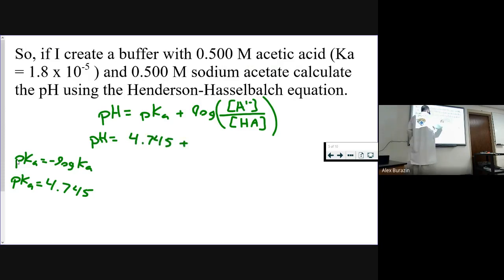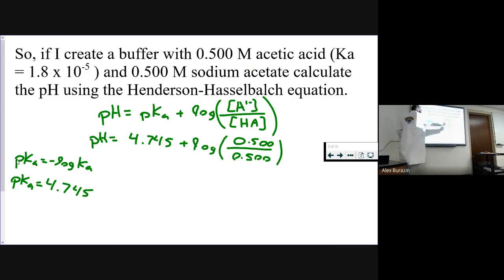And then we have this other factor. We have the log of our base over acid. Our molarity of base is 0.5. How can I recognize that this is my base, right? That's maybe the hard part. That's the salt. But remember, that salt contains the ion of our conjugate, right? Acetic acid is the acid, obviously. And the other portion of this is sodium acetate. Acetate's our conjugate base. So the molarity of that is 0.5. And the molarity of our acid is 0.5.